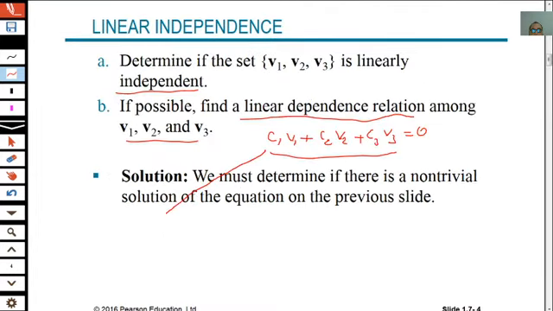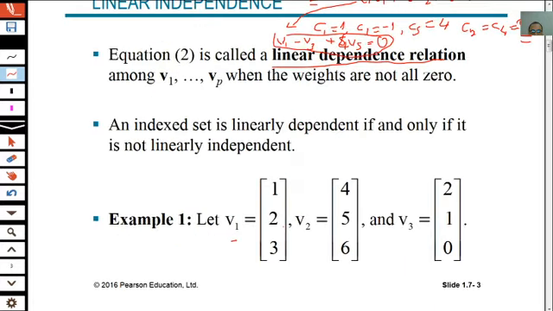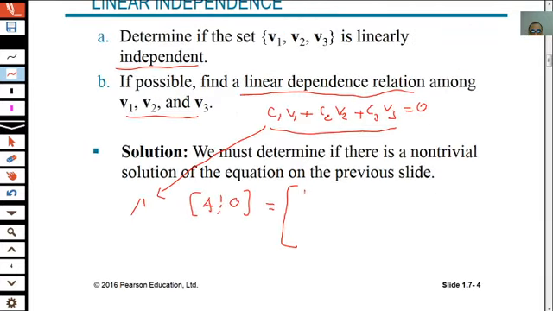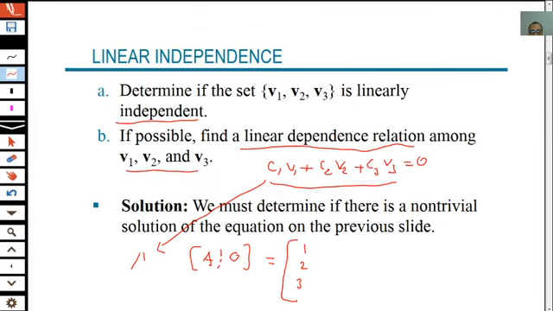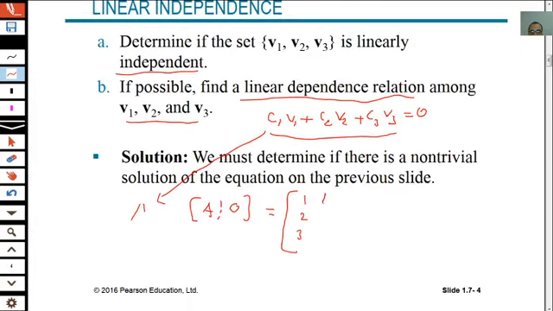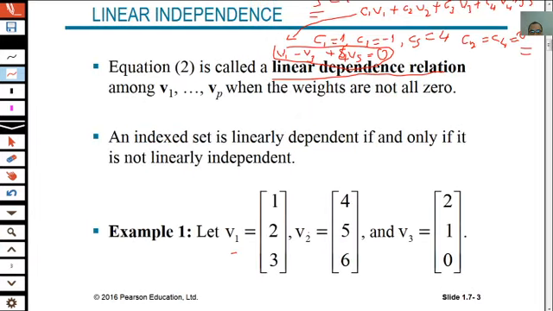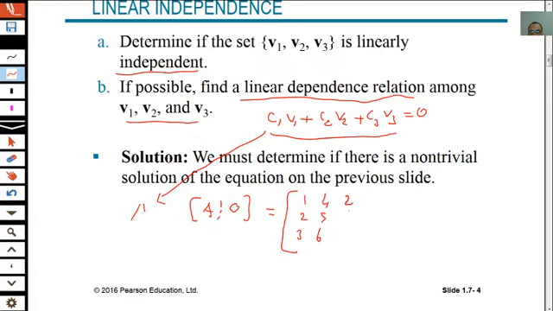So what is the augmented matrix of this system? The augmented matrix will be the coefficient matrix and the right-hand side of the system, which is the zero vector. So it is written as, what are the components of v1? 1, 2, 3, and 4, 5, 6, and 2, 1, 0. And the last column is the zero vector, since the right-hand side is the zero vector for this vector equation written here.